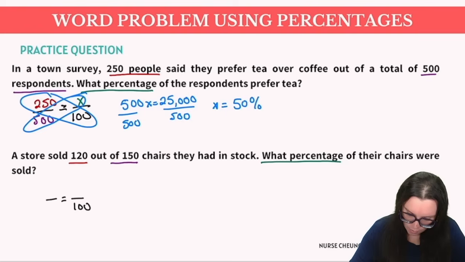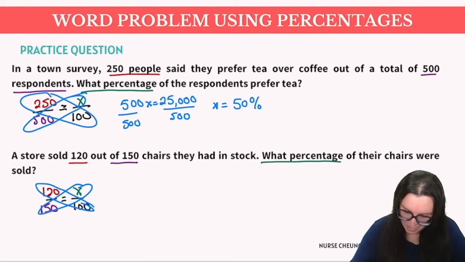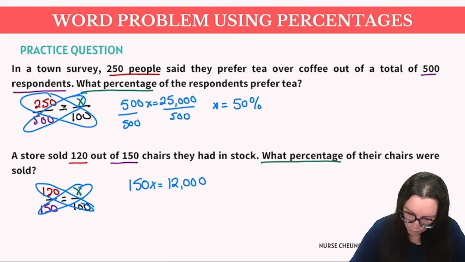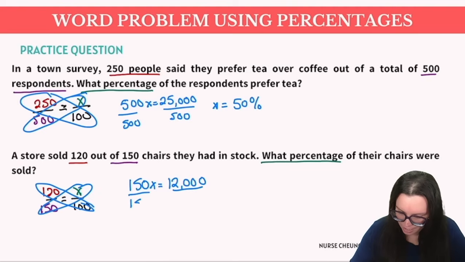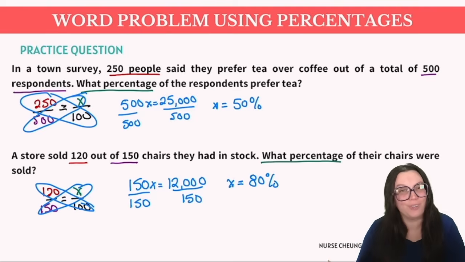So let's go ahead and plug this into our equation. We have 120 over 150 is equal to x, because we're trying to figure out what percent, over 100. So now all we have to do is cross multiply. That gives us 150x is equal to 12,000. We're going to divide each side by 150, and that is going to give us x is equal to 80%. So 80% of the chairs were sold.